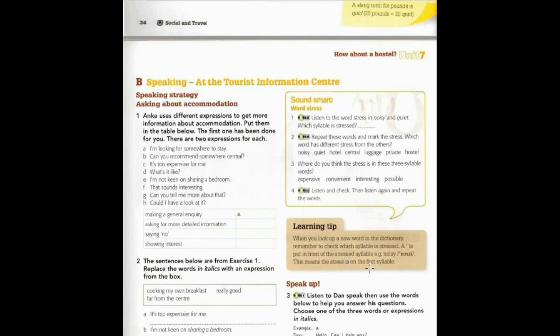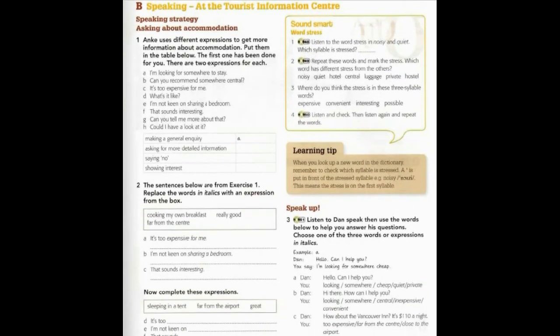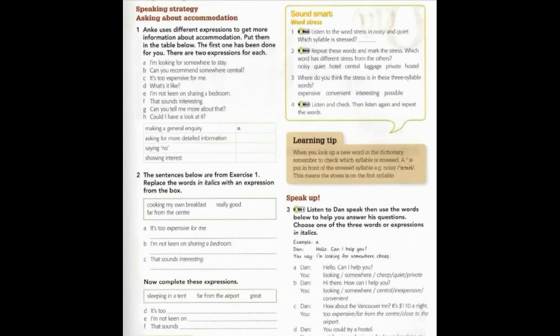When you look up a new word in the dictionary, remember to check which syllable is stressed. So if we acquire a new word, it's better to use it in more than one sentence and to put it in practice, and then to know the stress syllable as well. It's not enough to say it without knowing the stressed syllable, like noisy. This means that the stress is on the first syllable.